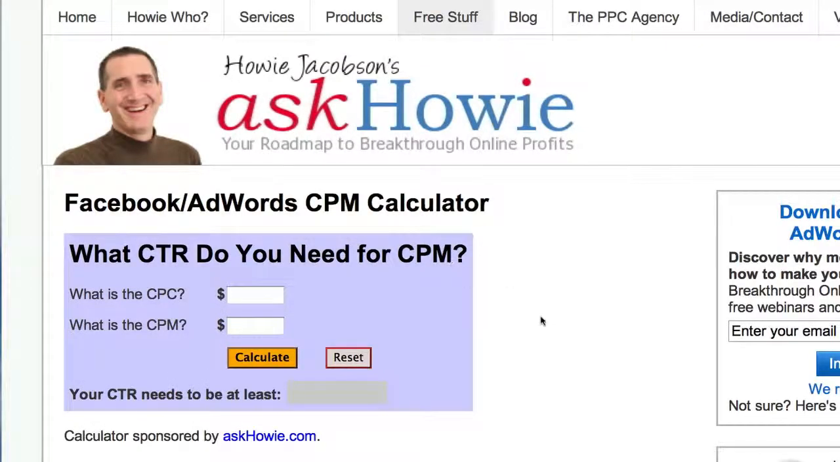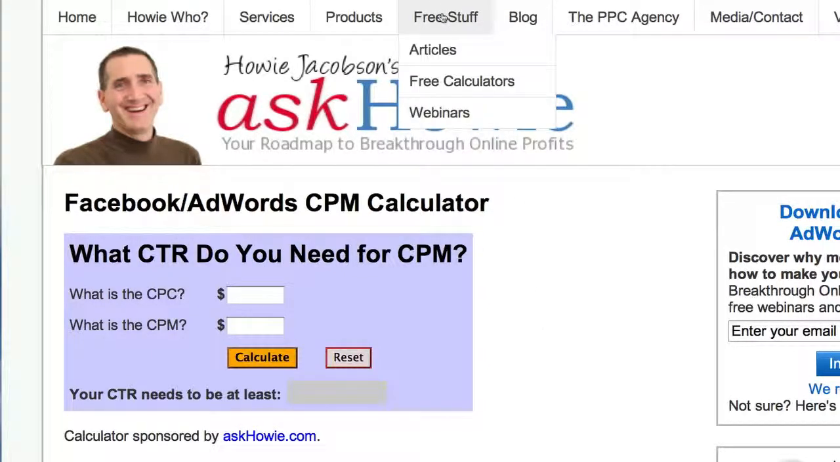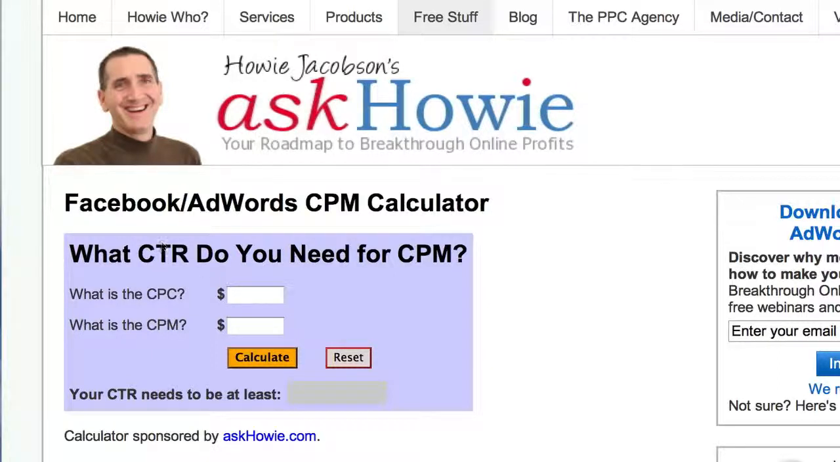So here we go to our handy dandy Facebook AdWords CPM calculator. You can get that by going to askhowie.com and clicking on free stuff, free calculators, Facebook AdWords CPM calculator right here. And here's the insight. In order for CPM to work, you need a certain level of CTR, click-through rate. If you have a high enough click-through rate, CPM is better. If your click-through rate is low, CPC is better.